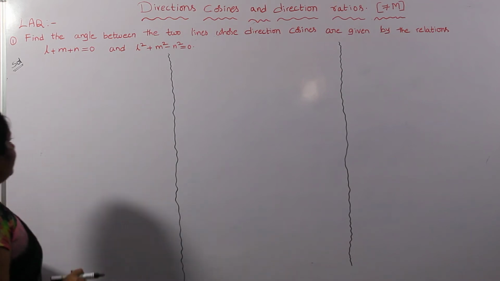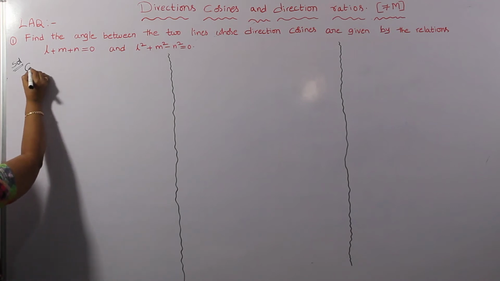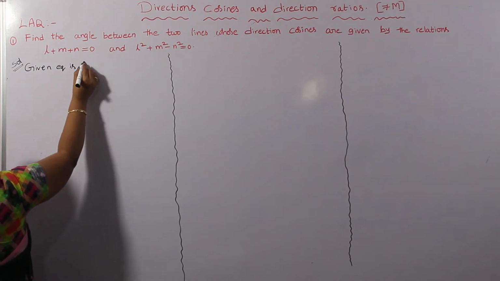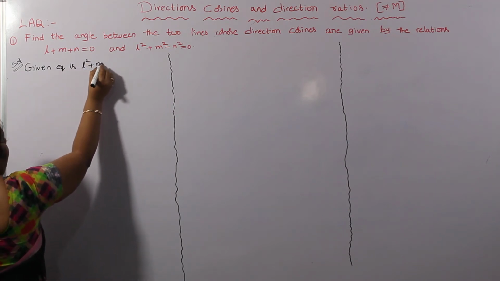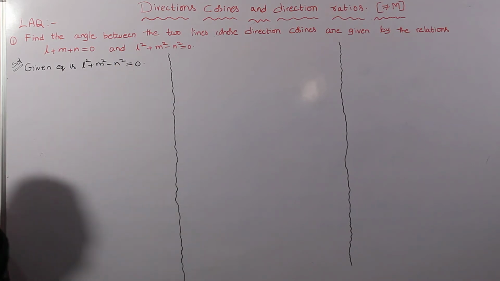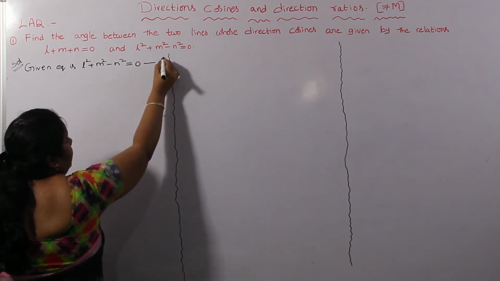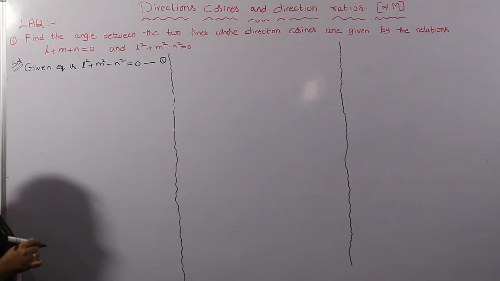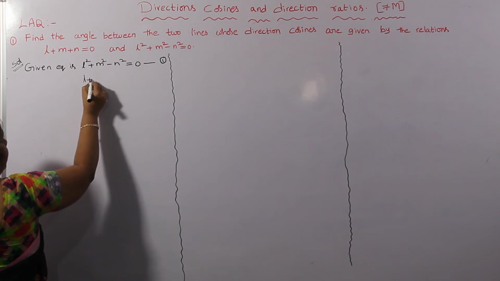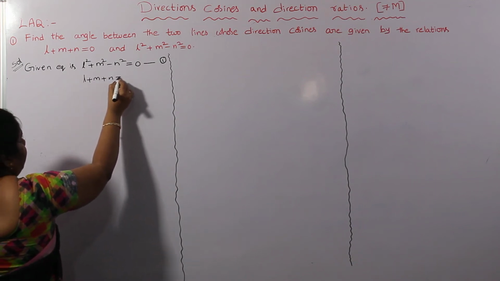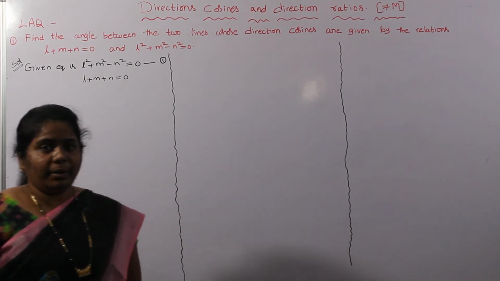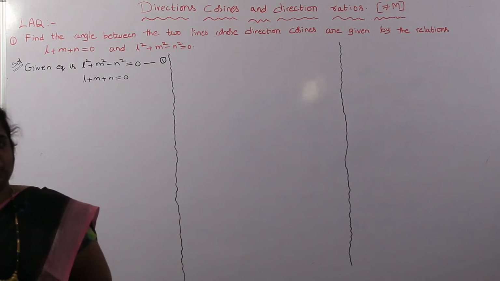First they have given the two equations. The first equation is l square plus m square minus n square is equal to 0. I am taking this as equation 1. One more equation is given, that is l plus m plus n equal to 0. In this problem we need the element values. How do we get the element values? In this problem we apply the substitution method.